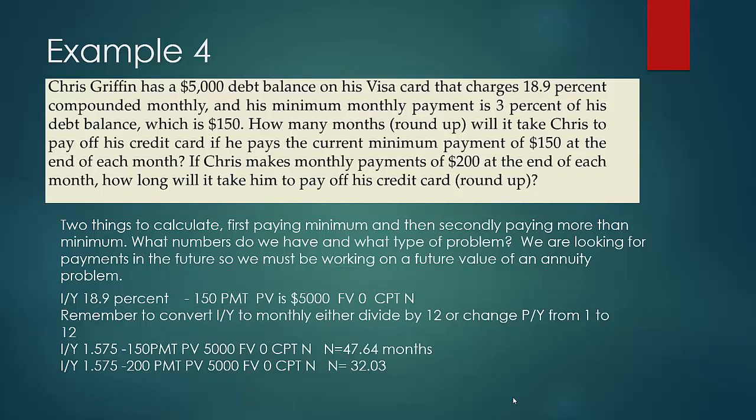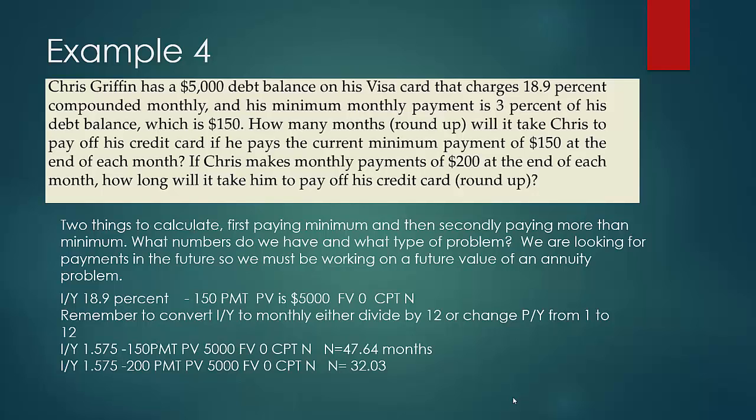So here we go. We've got a couple of things to calculate here. We are calculating how long it takes to pay off a debt. We're talking a loan problem here. So how long is it going to take us, given we're paying only the minimum of $150? So we have to look at the problem and say, what do we have? Well, we know the interest rate is 18.9% annually. We know that we're making a $150 payment each month, and we know that our present value is $5,000, and our future value is zero, because that's what we're shooting for, right? And we're going to compute n.